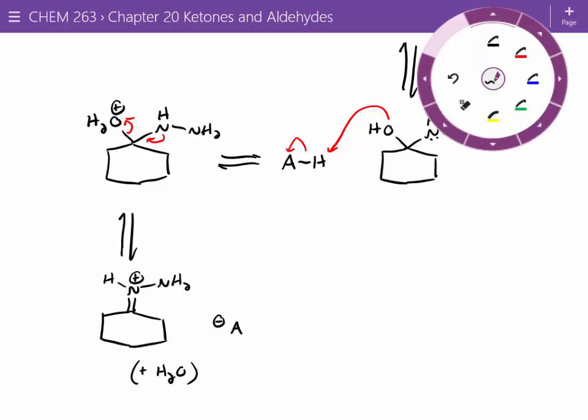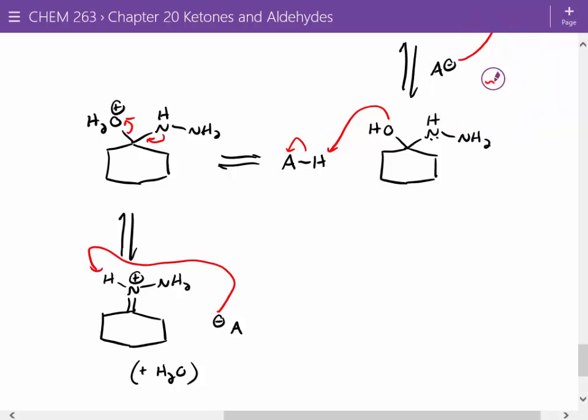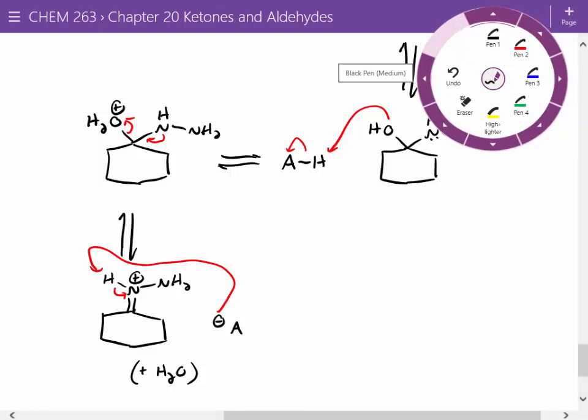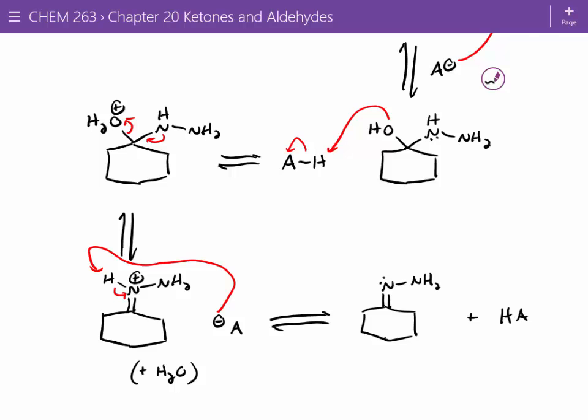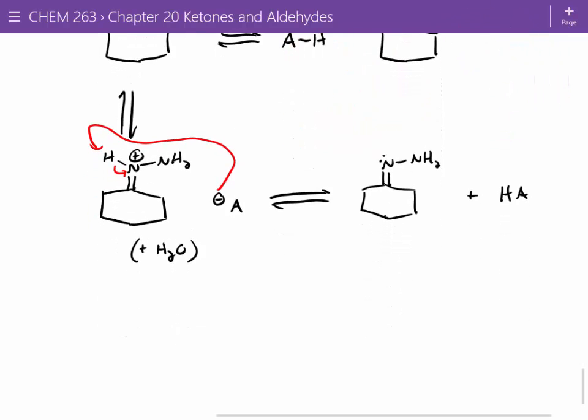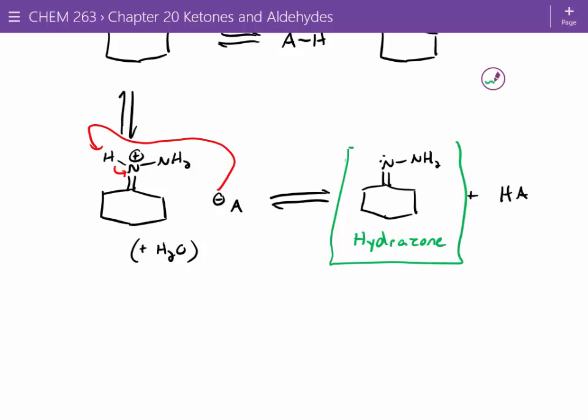And then we've got our conjugate base, which can come grab our proton. And we're almost through this very long synthesis or mechanism. This is about the point in time where your hand starts to cramp. And this is our hydrazone. So you can, if you want, try to stop there. But now we're going to continue on to step 2 in our synthesis.